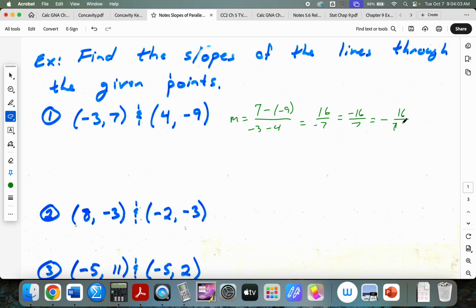Yes, sir? Wait, I'm confused because isn't it the second x comes first, so wouldn't it be 4 minus negative 3? Well, notice I started with this one. So what I've done is I've called this x2, y2. Does the order matter? Well, let's check. What if I did it the other way? What if I did negative 9 minus 7 over 4 minus negative 3? It'd be negative 16 over 7.